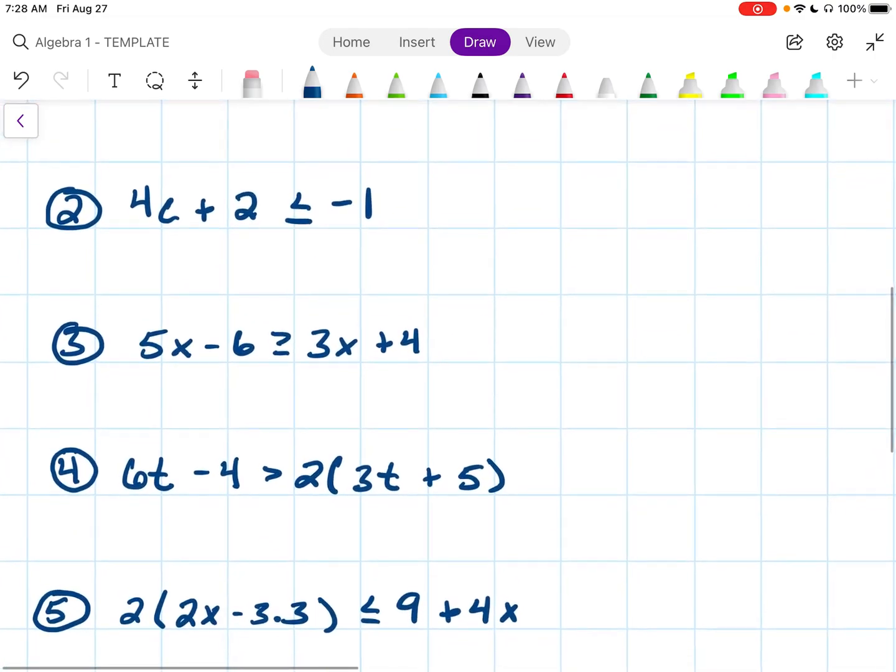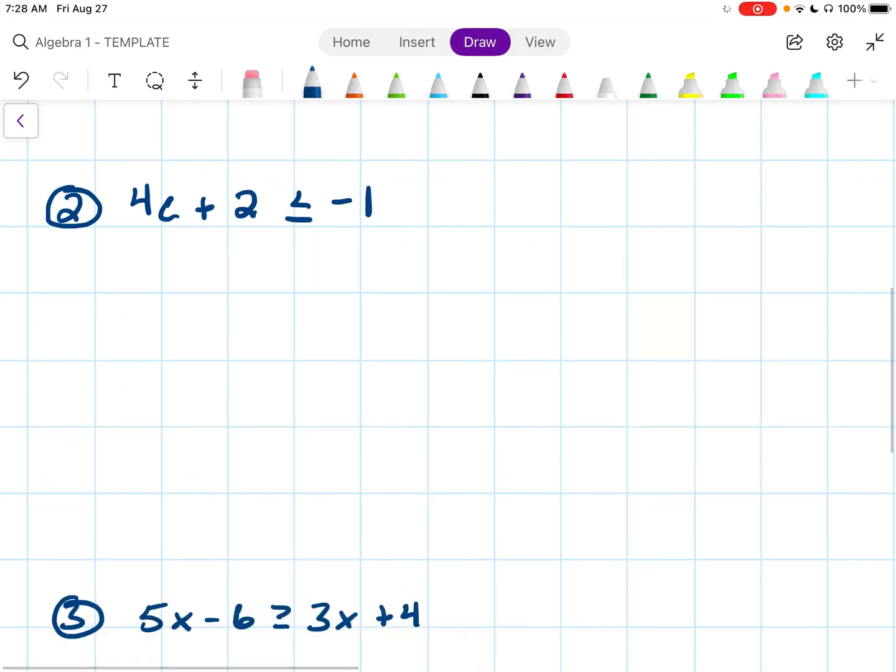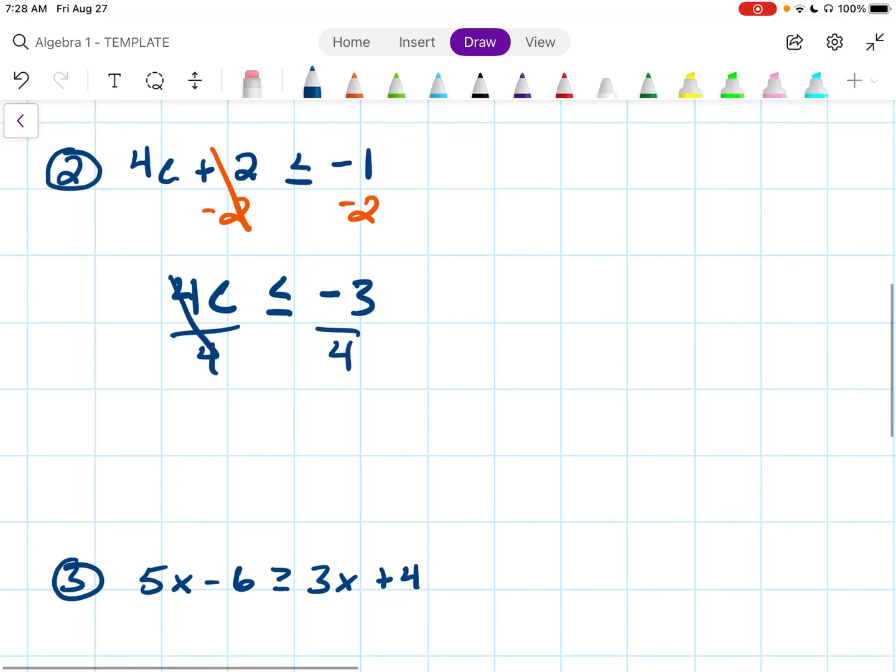Number 2. Starting off, I subtract 2 from both sides. The left 2's cancel. I'm left with 4c is less than or equal to negative 3. Now I divide by 4. The 4's on the left cancel, and I have c is less than or equal to negative 3 over 4.